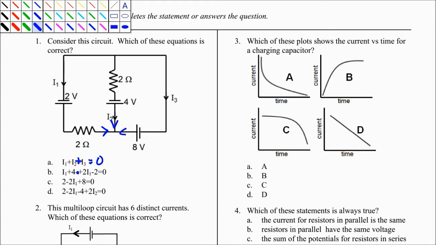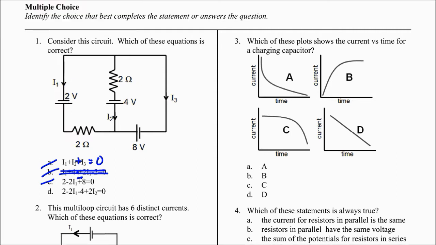I1 plus 4, let's see, there is no resistor here that has a 1 ohm resistor, so this just has several problems. 2 minus 2I1, going with the current, so that's correct, plus 8. Let's see, if that said minus 8, that would have been correct, so none of these are correct. Hopefully this last one is correct.